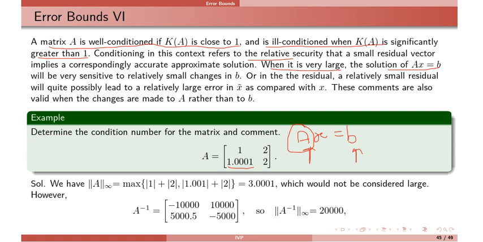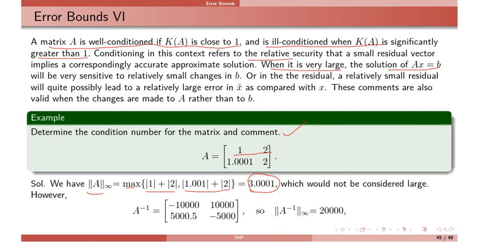Now I take one example of how to find the condition number. Find the condition number and comment. To find the condition number, you need to find the norm of A and the norm of A inverse. So I am finding the norm of A. What is the norm of A? Add the entries of the first row by taking modulus, add the second row, and take the maximum, the bigger one, which is 3.001. This is the norm.